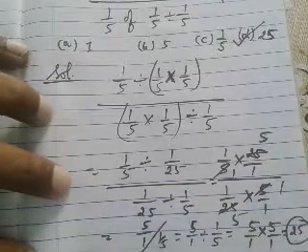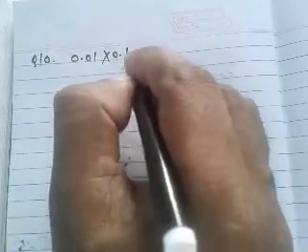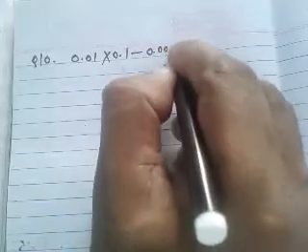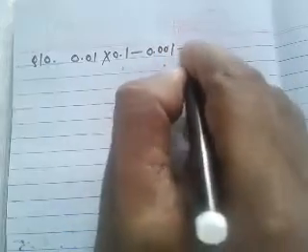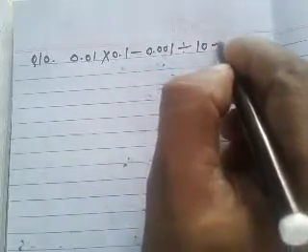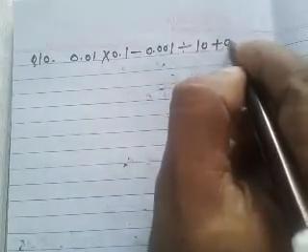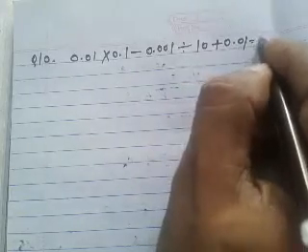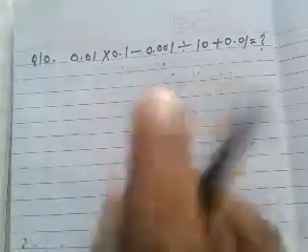Question number 10 is 0.01 multiplied by 0.1 minus 0.001 divided by 10 plus 0.01. Then find the final answer of this expression.